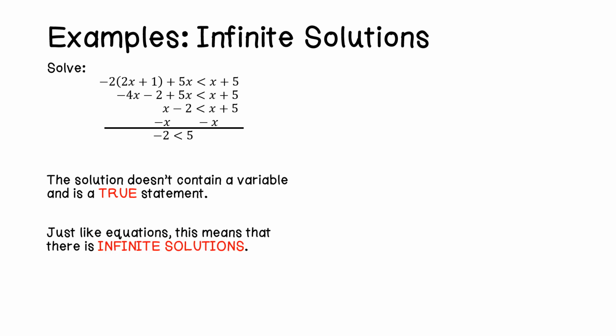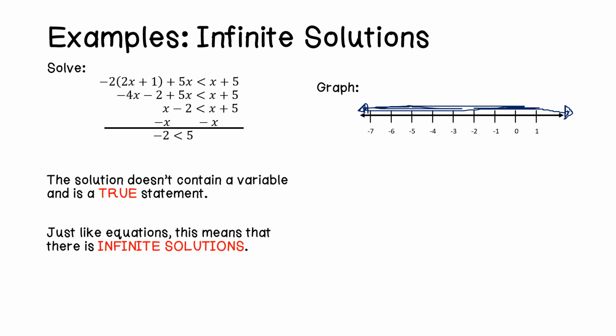Which means that just like equations, there's infinite solutions. Every real number makes this true. And the way we graph that is by just graphing the whole thing. Our line has arrows on both ends, and that is the solution.